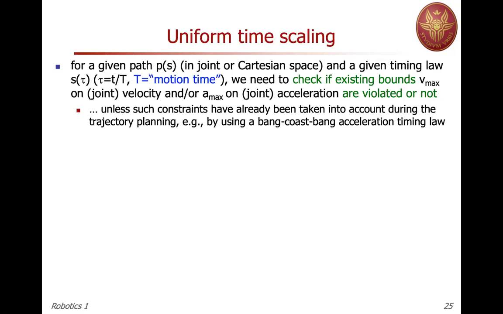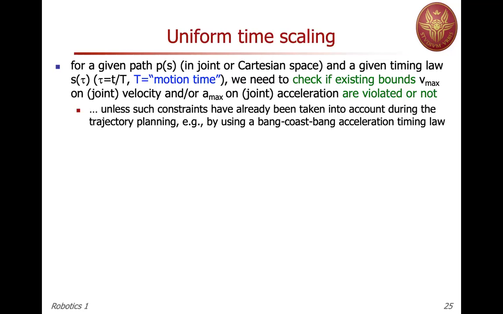Now we may need to check at the planning stage, before executing on the robot, if this is a feasible motion. That is, if we don't violate the limits that the actuators can produce, or that the task is imposing on us. So there could be bounds on the velocity and/or on the acceleration. And these could be bounds in the joint space, in which case they are limitations of each joint motion, associated with the capability of the actuator that moves that joint.